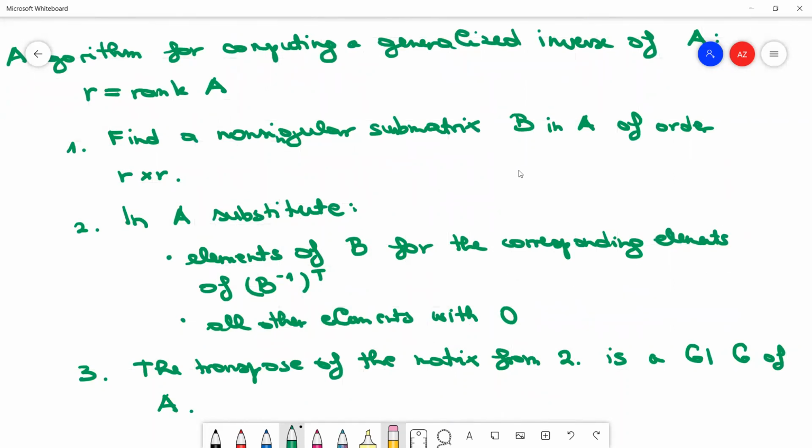And let's only comment on this algorithm. Even from this algorithm, we see that there are many ways to calculate the generalized inverse, because the choice of a submatrix B is non-unique. Any non-singular submatrix of order R times R, where R is the rank of A, is a good choice. And it gives us some generalized inverse of A.